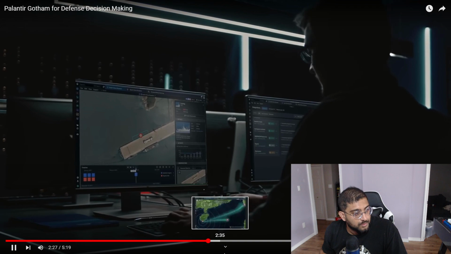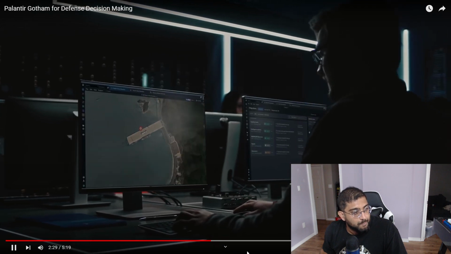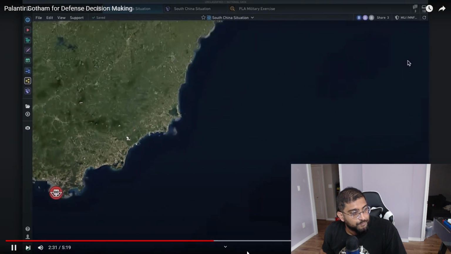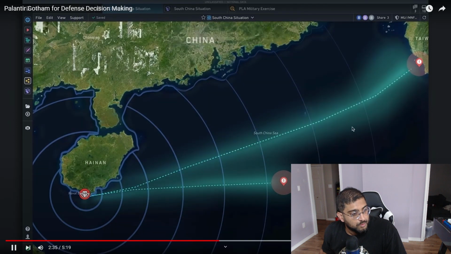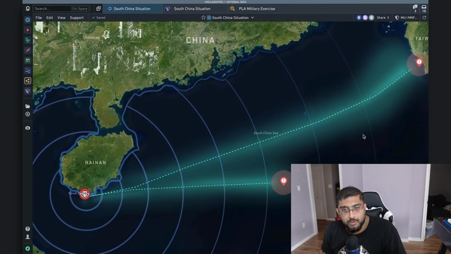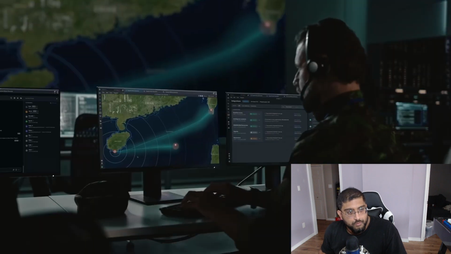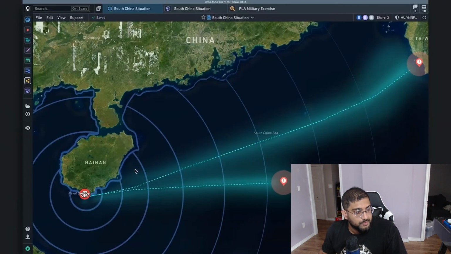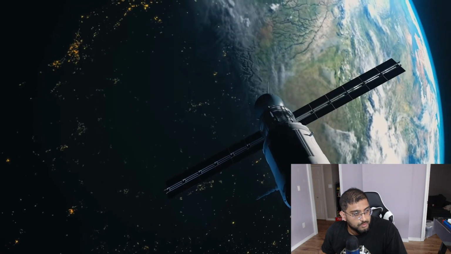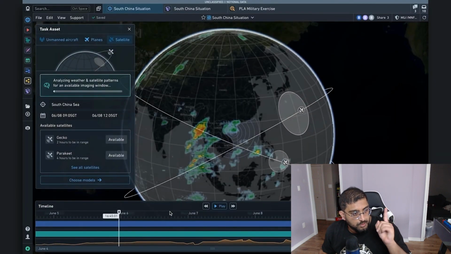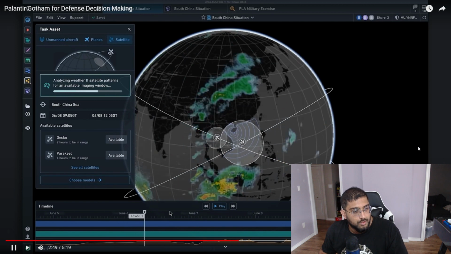Gotham fuses data from multiple sources to project likely paths for the Luoyang. The most dangerous routes head east, towards both the military exercise and the mounting tensions outside the Taiwanese port. The analyst identifies a key fork to monitor between the routes. To collect more imagery, machine learning models built by academic and commercial partners run on data across all domains.